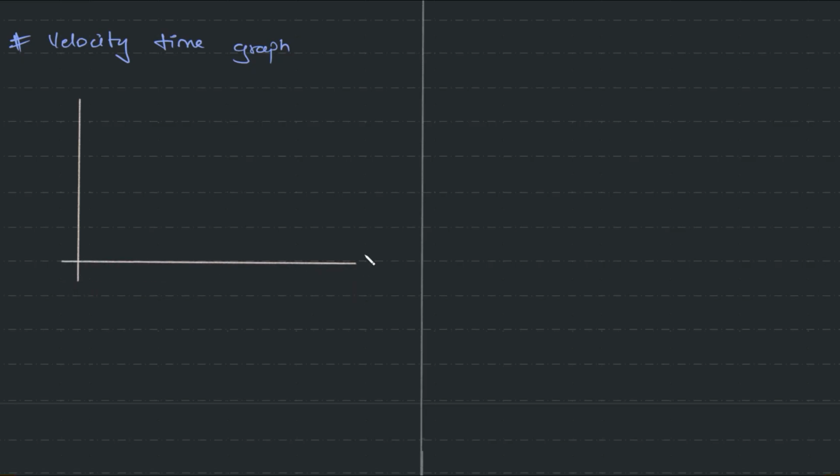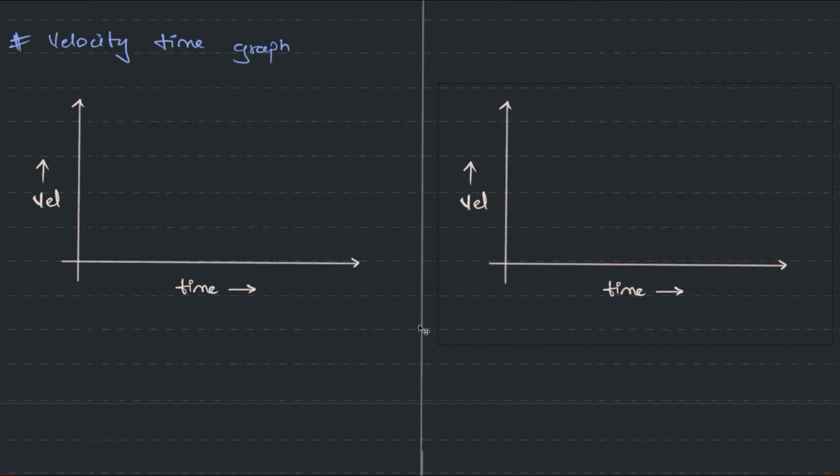The first thing is we are looking at a velocity time graph. So what does it mean? We have velocity along the y-axis and time along the x-axis. This is time and this is velocity. So if we consider any curve, that's your velocity time graph. Now we're looking at the idea of displacement from this graph.